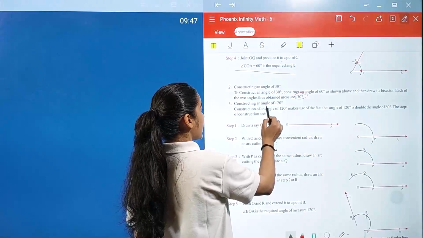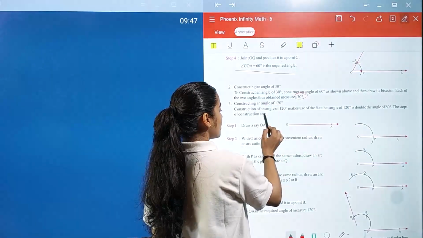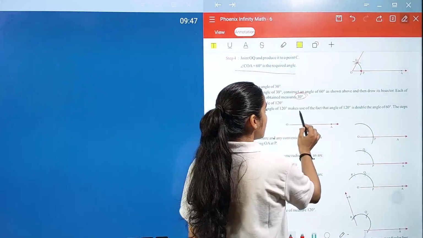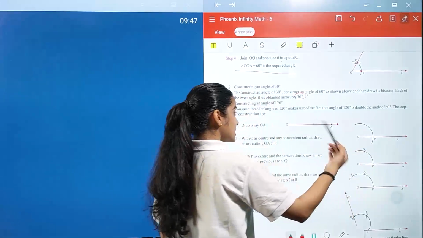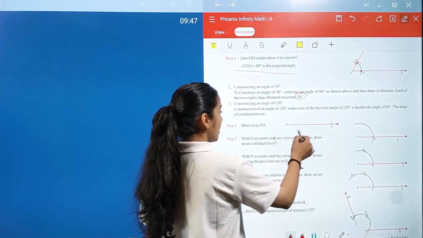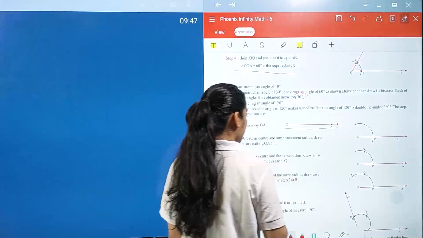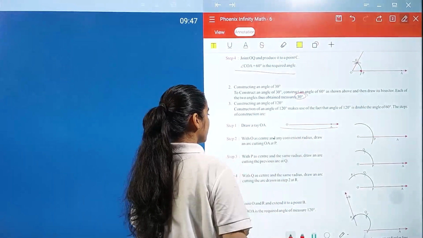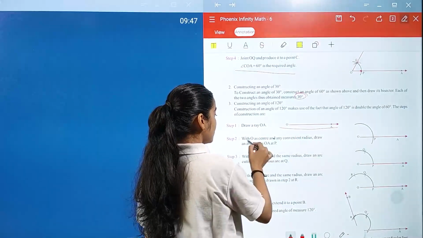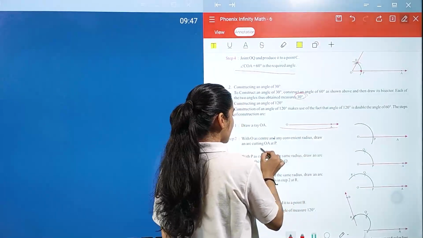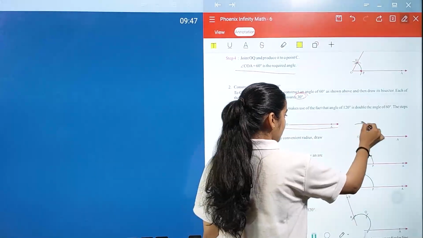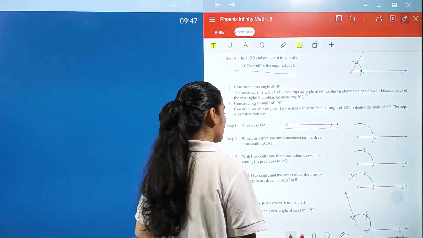Now constructing an angle of 120 degree. Construction of an angle of 120 degree makes use of the fact that an angle of 120 degree is double the angle of 60 degree. The steps of construction are, first you have to form a ray OA. Then, same step, with O as center and any convenient radius, draw an arc cutting OA at P. So you have to draw an arc which is cutting at P.